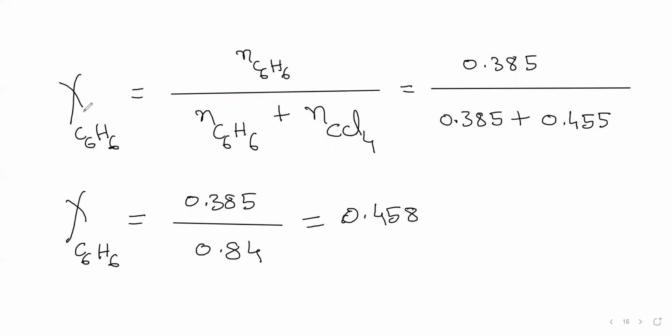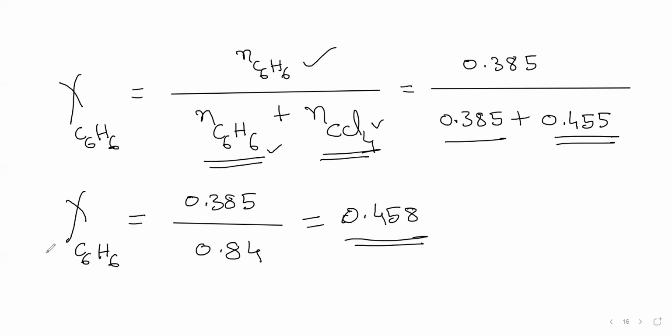Now we need to calculate the mole fraction. Mole fraction chi C6H6 is number of moles of C6H6, that is benzene, divided by the total number of moles, that is number of moles of C6H6 plus number of moles of CCl4. So the numbers are here: 0.385 divided by 0.385, which corresponds to the number of moles of C6H6, plus 0.455, which corresponds to the number of moles of CCl4. When you work it out, you get 0.458. That's the mole fraction of benzene, and it has no units. Please understand, it has no units.